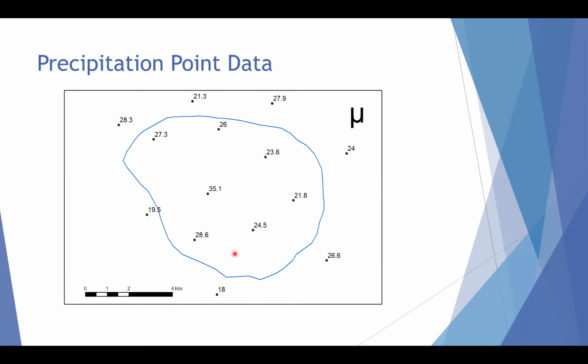So let us say this is the precipitation data. Now this blue colored line is your watershed boundary. Okay, and you have several points where your precipitation is being measured, and you know that there is a large variation. You can see here, let us say the unit is mm. So here it is 18. Here it is 35. So you may see that there is very large variation, right? And you have point data.